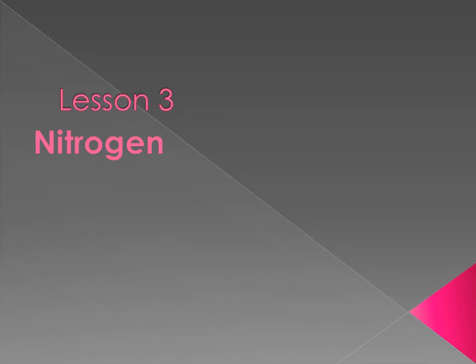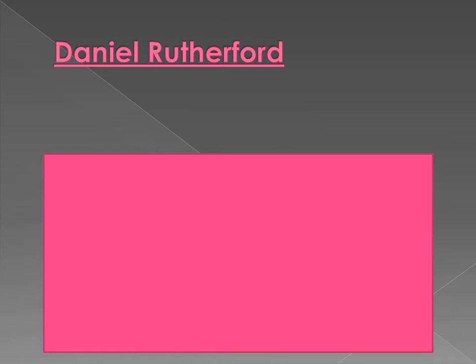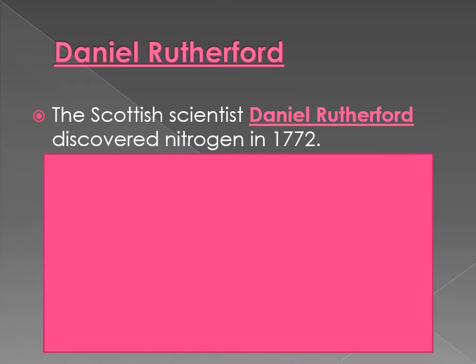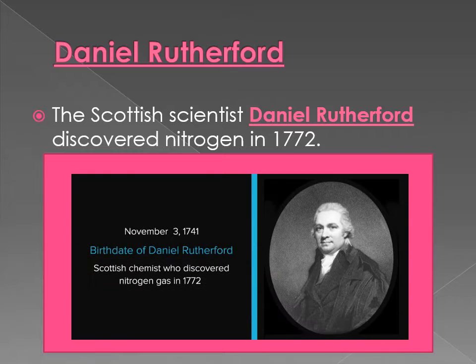Our lesson today is about nitrogen gas. Let's know more about nitrogen gas. First, the scientist who discovered nitrogen is called Daniel Rutherford. Daniel Rutherford is a Scottish scientist who discovered nitrogen in 1772. Scottish scientist means that he was born in Scotland.